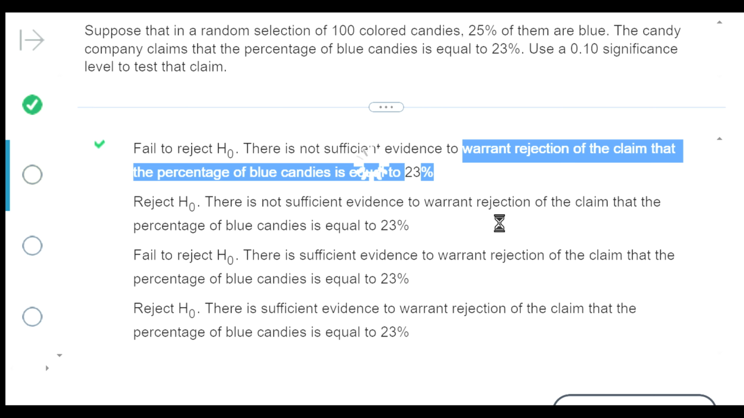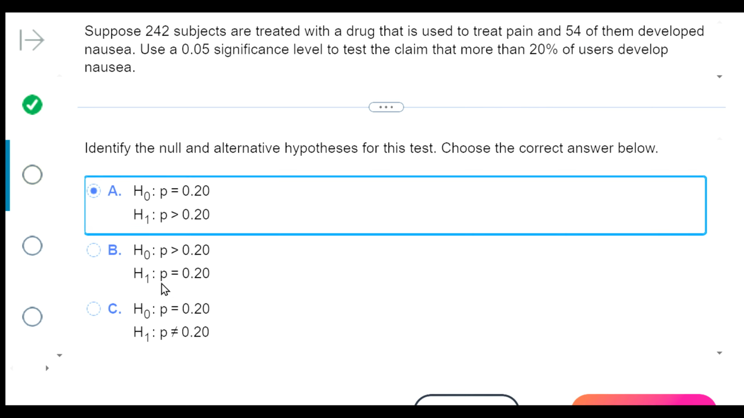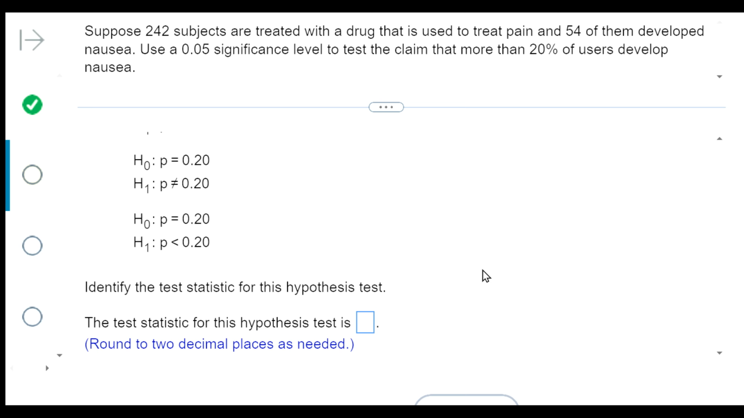Next question. This is number 2. Suppose that 242 subjects are treated with a drug used to treat pain. Okay, great. 54 of them develop nausea. My significance level is 5%. Test the claim that more than 20% of them develop nausea. That's this hypothesis test. Initially, it's equal to 20%. Alternately, it's greater than 20%. Okay. Identify the test statistic.